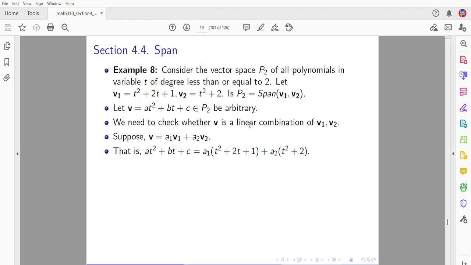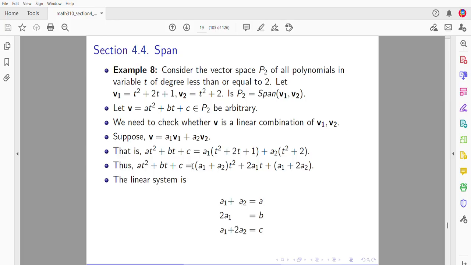Okay, so notice combining a1 t squared and a2 t squared, so (a1 plus a2) t squared. 2a1 plus nothing, 2a1 t. a1 plus 2a2, that's a constant term. That has to be equal to this. What does this say? You have a linear system. This a equals a1 plus a2. This b is 2a1. And this c is a1 plus 2a2.